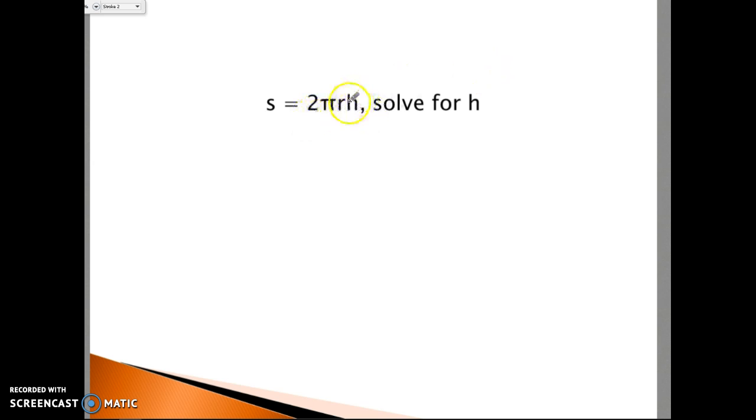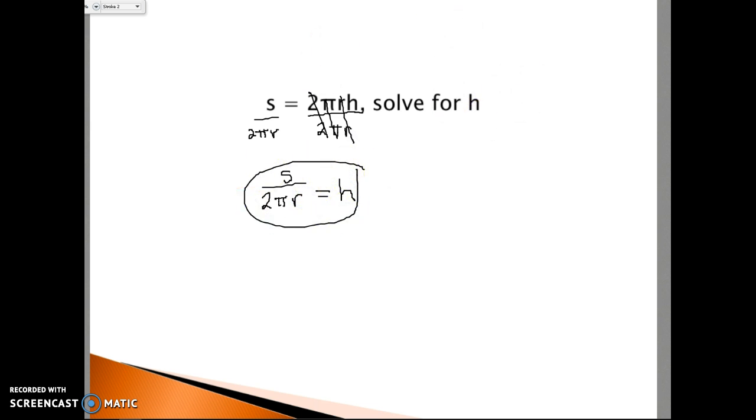So in this equation, here's where h is. We want h by itself, and all of this is multiplied by h. So we can actually undo all of this in one step by dividing both sides by 2 pi r. Then each of these is equal to 1, because 2 divided by 2 is 1, pi divided by pi is 1, and r divided by r is 1, giving us h by itself. And then the other part of our formula is s divided by 2 pi r, and there's that formula transformed.